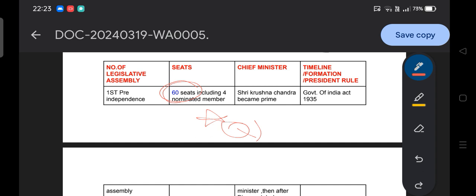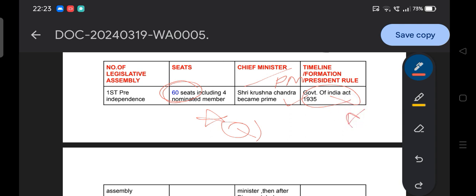I will also frame questions when we cover all the topics. We will discuss the MCQ format. Then who is the chief minister, or say for example PM? We will not call it chief minister, we will call it PM here, because it is the pre-independence time. At that time Sri Krishna Chandra became prime minister. That you have to remember. They can ask the question: at the time of the pre-independence first legislative assembly, who was prime minister? Sri Krishna Chandra. Then the timeline: the Government of India Act 1935 can also be asked.